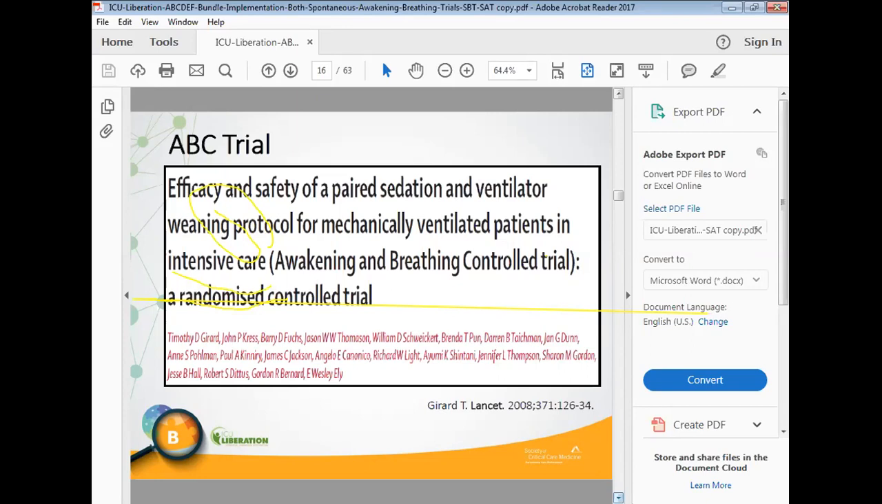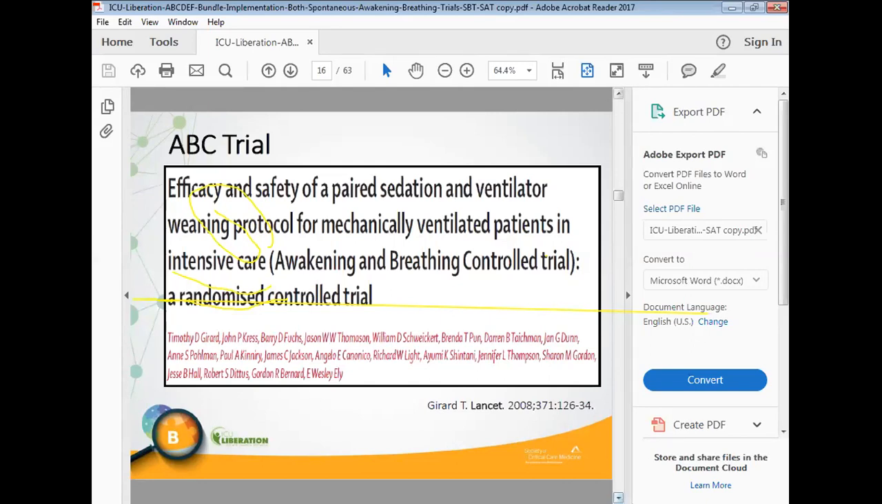So this, for example, is called the ABC trial, where they paired sedation and ventilation weaning together. So we want to do them together. We want to stop sedation and soon after the patient wakes up, do a spontaneous breathing trial. So this is called the awakening and breathing controlled trial.